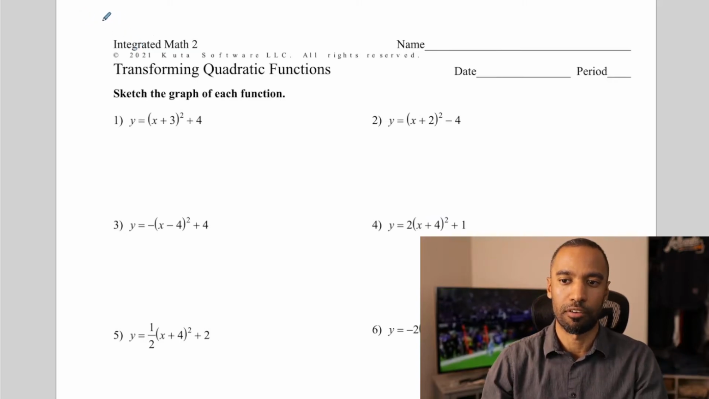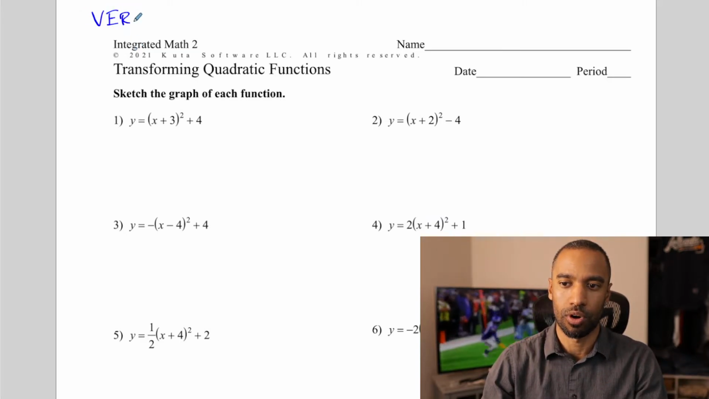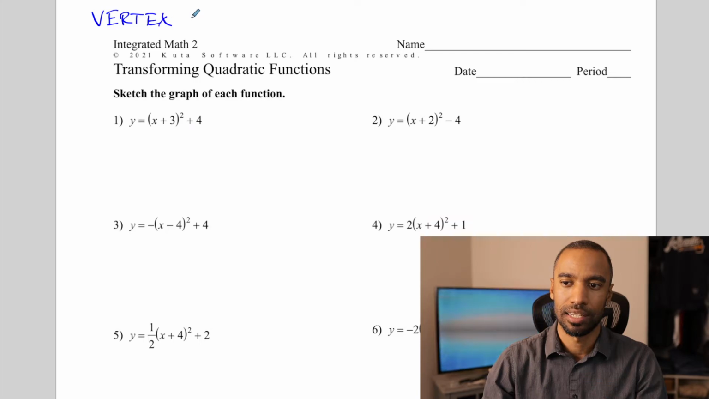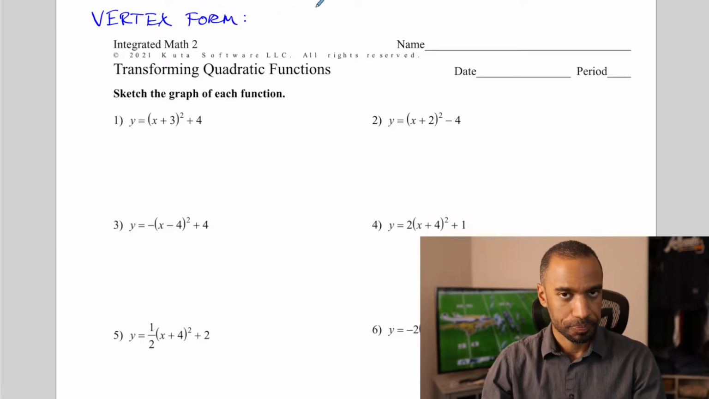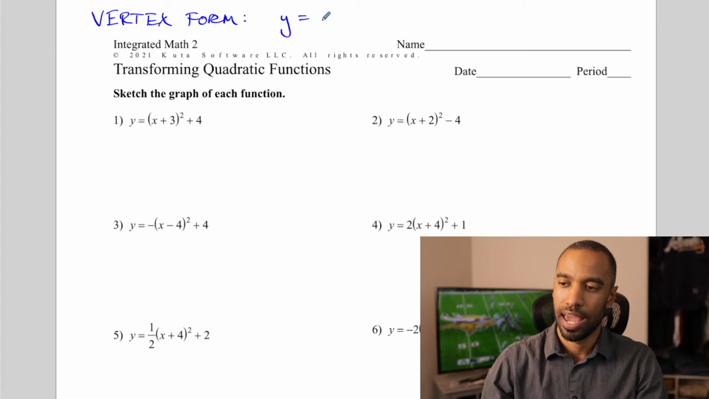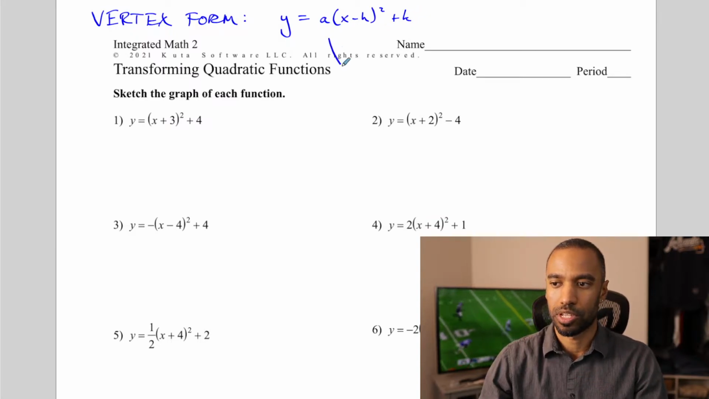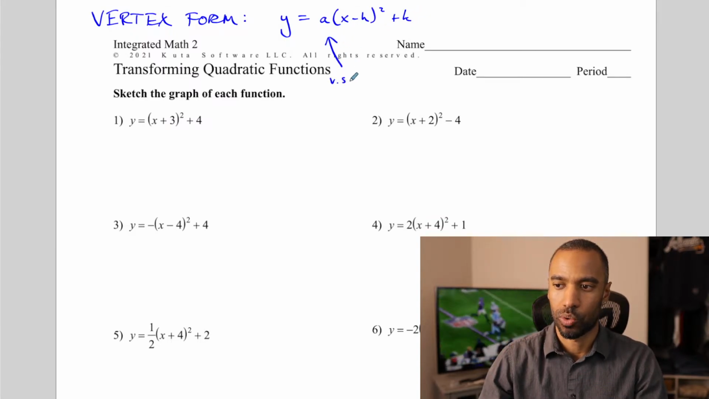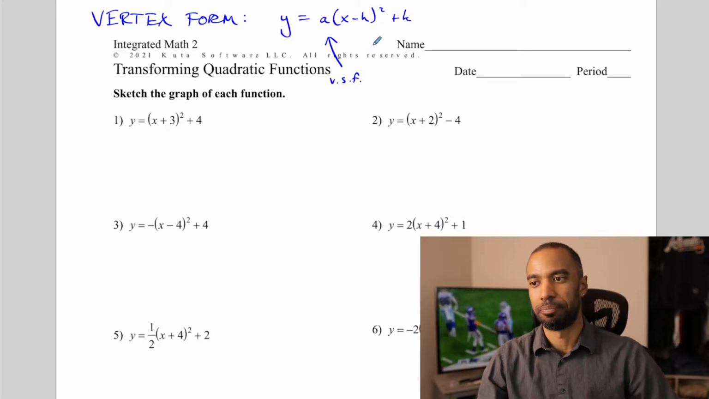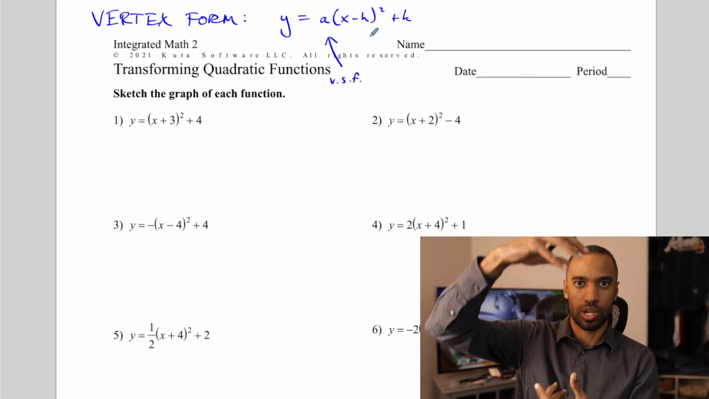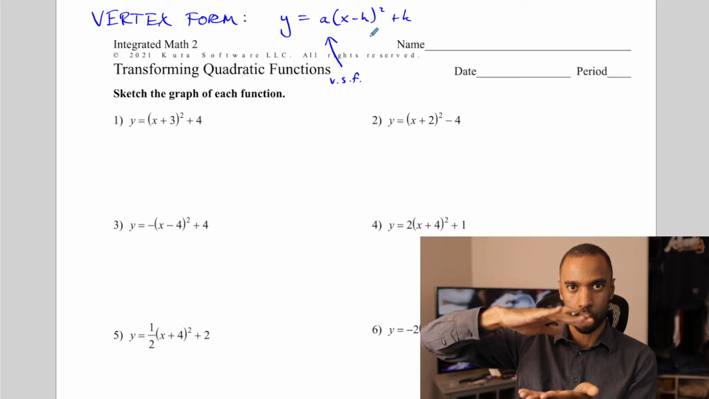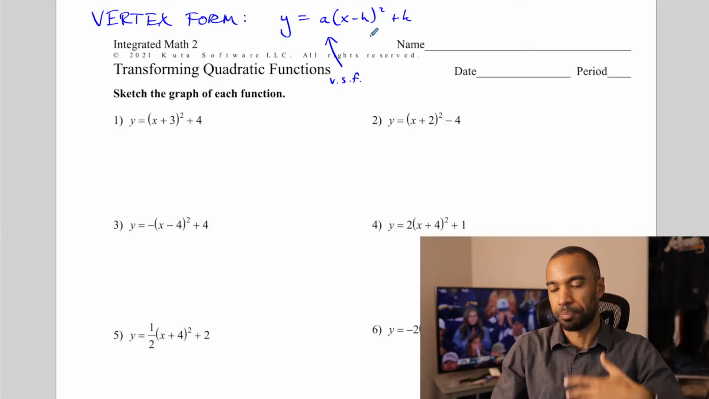This is going to be just more about vertex form, guys, and the vertex form of a quadratic equation is y equals a times x minus h quantity squared plus k. Now the a value represents what is called a vertical stretch factor. I'm just going to put VSF for now. This makes it grow taller, compress to be shorter, and it flips it over as well.